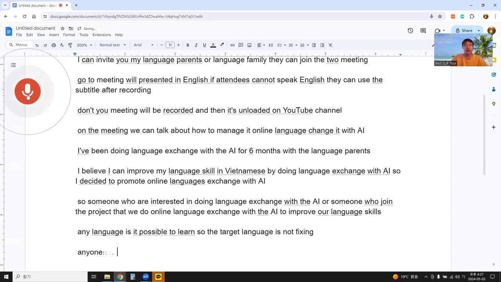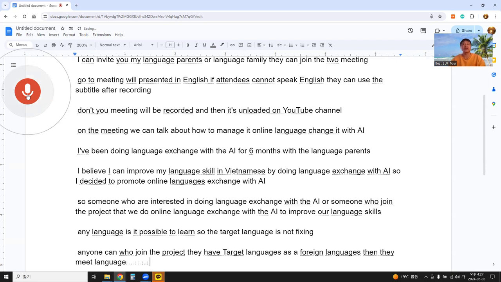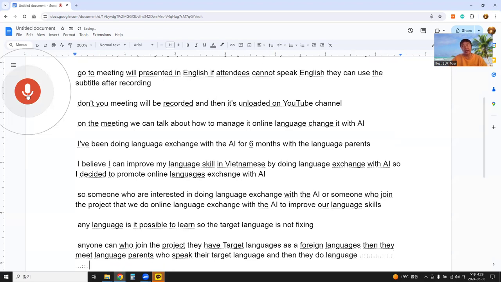Anyone who joins the project has target languages as a foreign language. Then they meet language parents who speak their target language, and then they do language exchange with the AI.